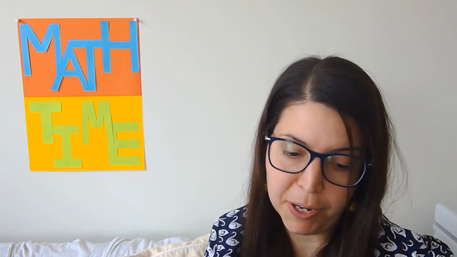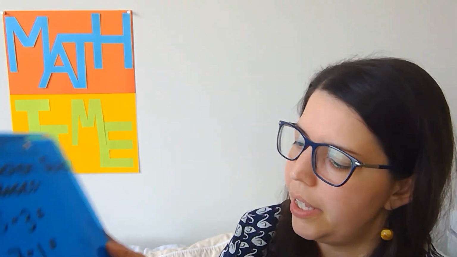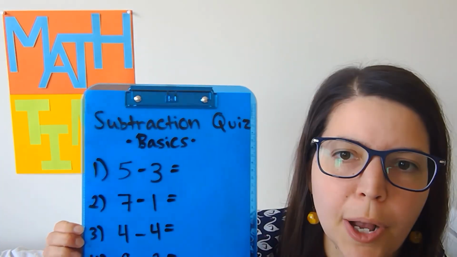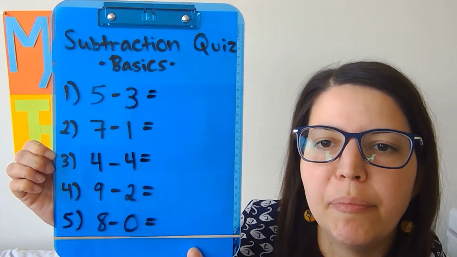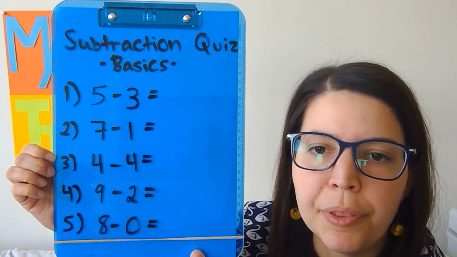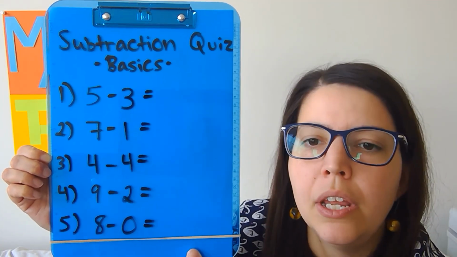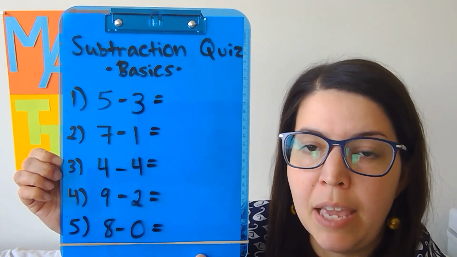So let's also take a very quick quiz and just see if you understood the very basics of subtraction. I'm going to give you a few problems. So here are your problems. Number 1, in case you have any trouble reading, 5 minus 3. Number 2, 7 minus 1. Number 3, 4 minus 4. Number 4, 9 minus 2. And number 5, 8 minus 0.